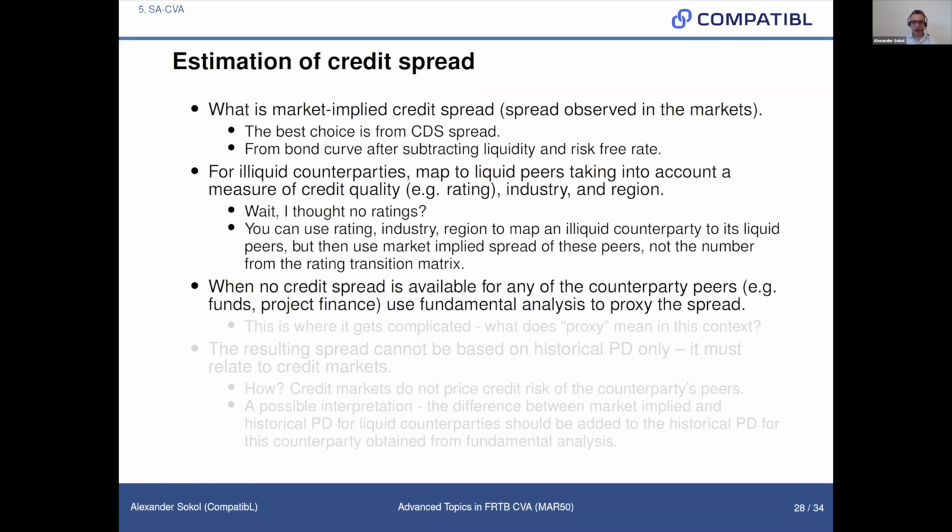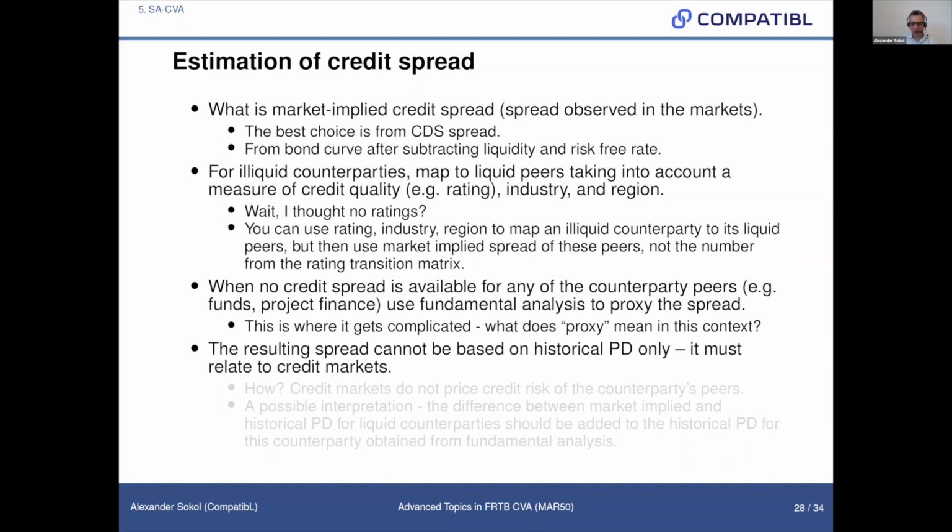So, when no credit spread is available for any of the counterparty's peers, such as funds, project finance, and so forth, you have to use fundamental analysis to proxy the spread. Okay, well, what does proxy mean? The regulation proceeds to say that the resulting spread cannot be based on historical probability of default only. It must relate to credit markets. Okay, now it's a real head scratcher here, right? We just said that we fall back to this method when credit markets don't price the credit risk of the counterparty's peers. So if they don't, how do you relate to credit markets?